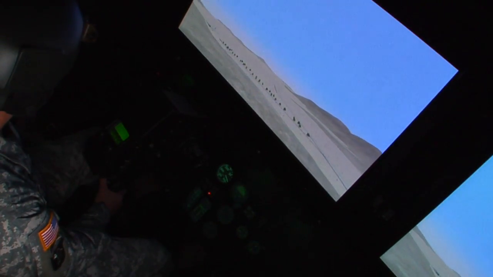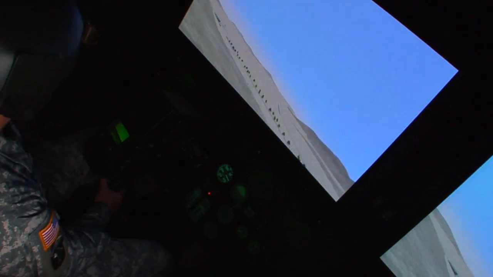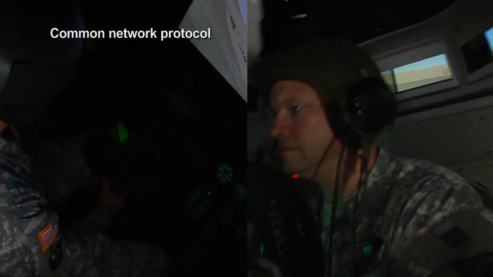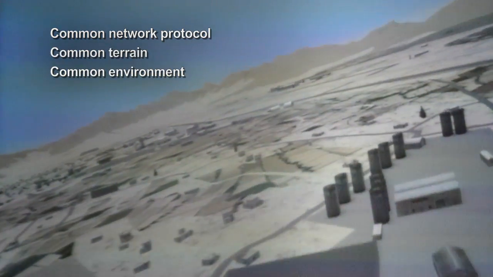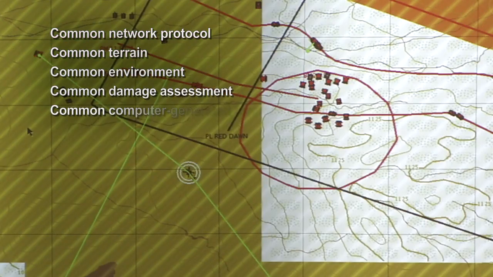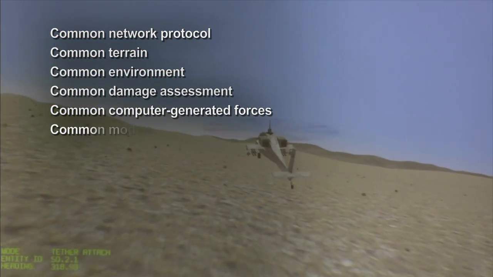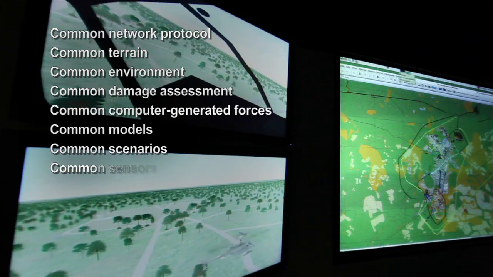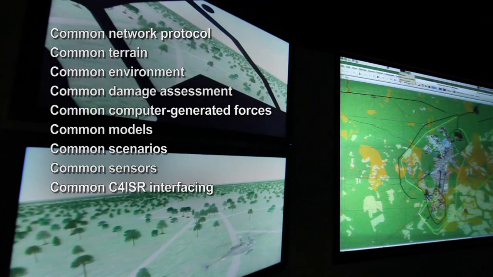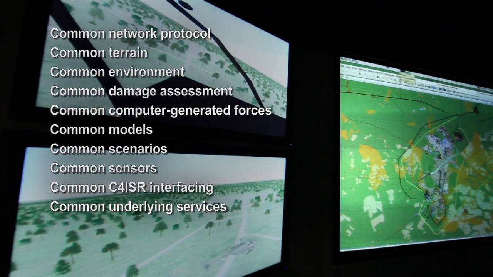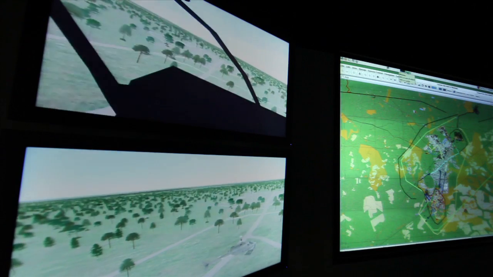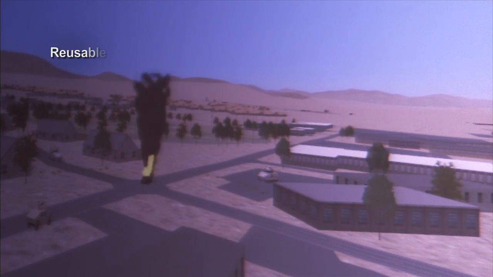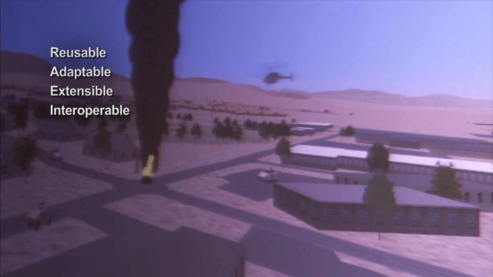SE Corps provides virtual common components, a common network protocol, terrain, environment, damage assessment, computer-generated forces, models, scenarios, sensors, C4ISR interfacing, and underlying services for interoperable fair fights. All SE Corps products are reusable, adaptable, extensible, and interoperable.